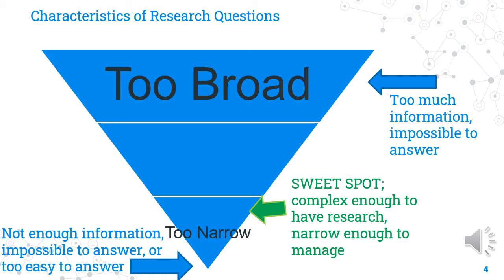Both questions that are too broad or too narrow will limit the ability you have to complete research and to produce quality work. You want to try to meet an area just slightly above the apex, above that area of too narrow. This is called the sweet spot. This place provides you with a question that is complex enough to have research, but also narrow enough to manage the amount of information that's available.